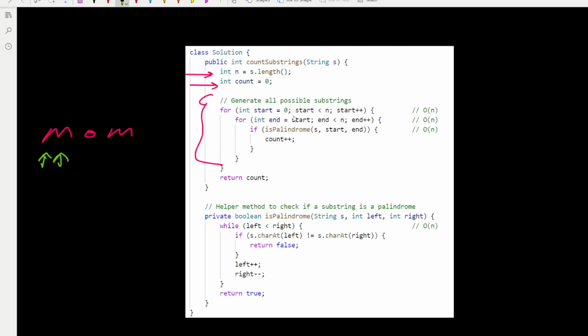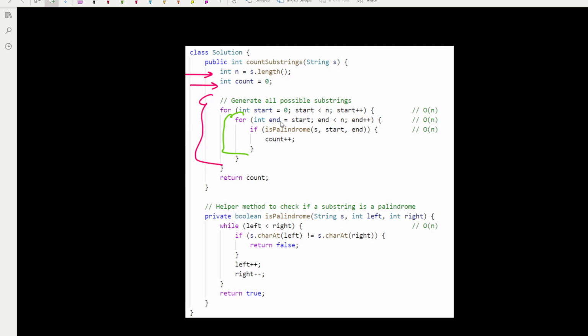So for int start equals 0, which is this first pointer, for each character we need to generate all substrings. So we have the 2 pointers. We will take the second one. We have m, then we have mo, then we have mom, right? Once we reach the end, we do what? We increase the outer pointer and we start again. We have o, then we have mo, etc. This way we generate all substrings.